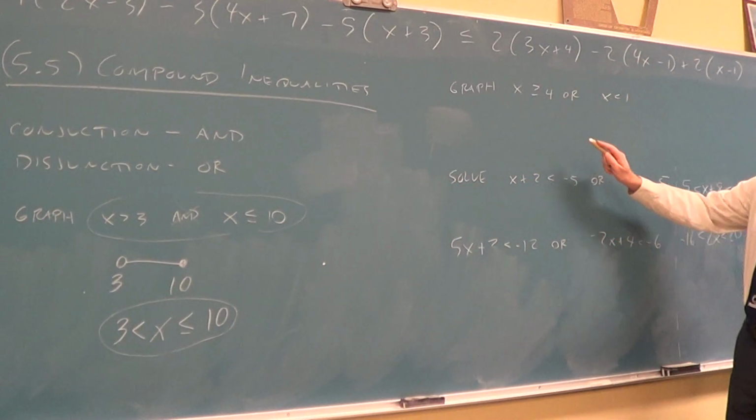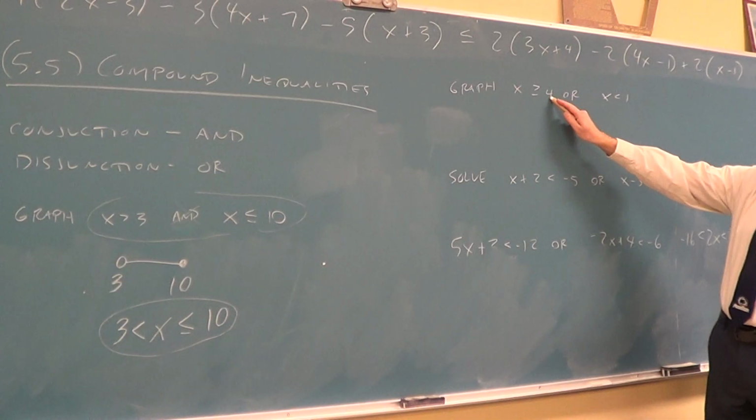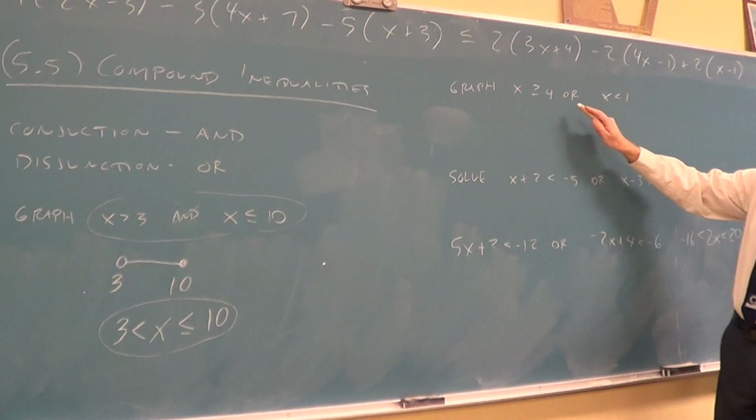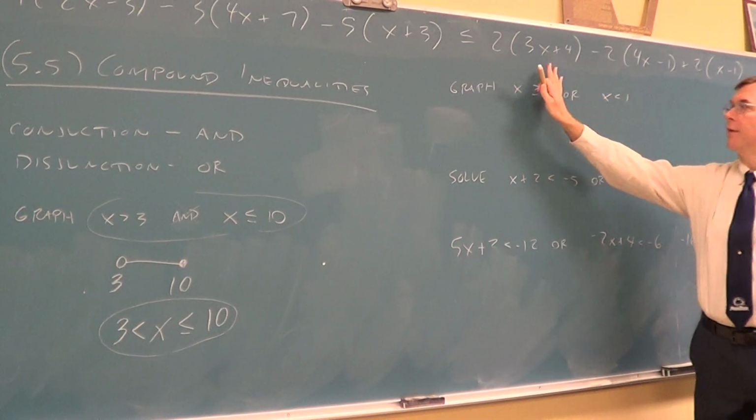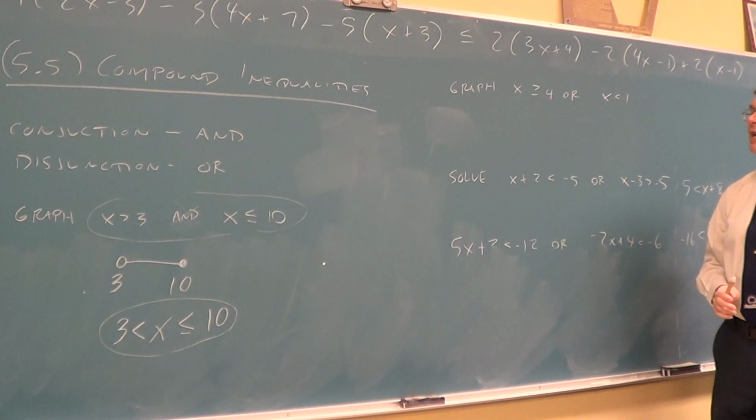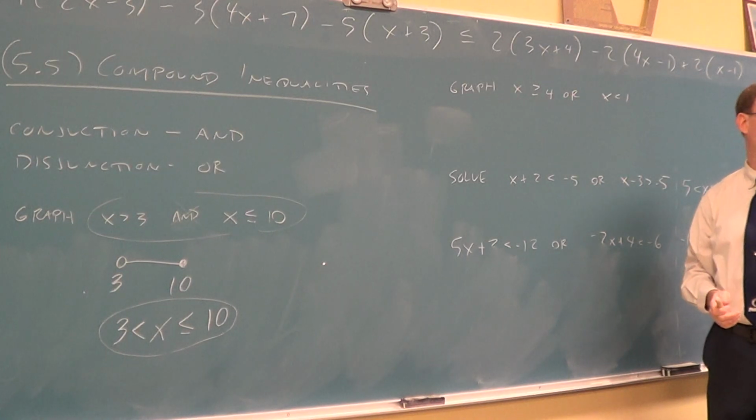What if we want to graph this one? If we want x greater than or equal to 4 or x less than 1. Think about this part, think about that part, and then if I say I just want you to have one or the other, what would you end up with the picture looking like?